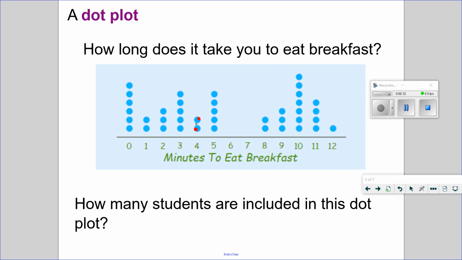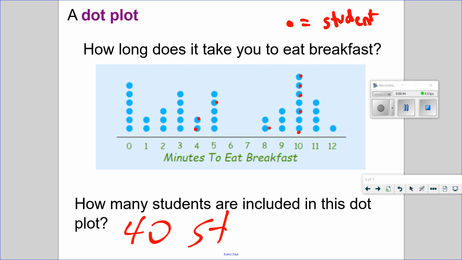One, two, two. So if you had a key, these dots represent a student. If I ask you how many students were surveyed, you would have to count out the number of dots. 1, 2, 3, 4, 5, and so on up to 40. So, how many students are included in this dot plot? There are 40 students included in this dot plot.